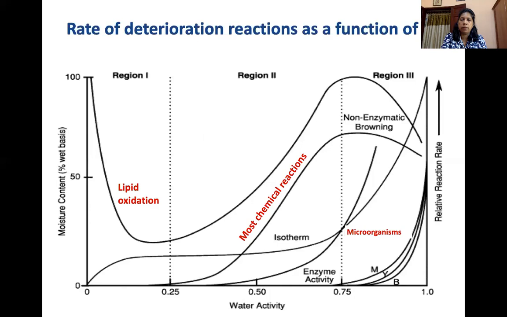Think about region 1. When the water activity comes to region 1, most of the chemical reactions are not happening. Even at a water activity of 0.5, most of the chemical reactions slow down a lot. That is why milk powder, flour and different types of products have very low water activity, because chemical reactions are not going on. That is why you can keep the product for a longer time.